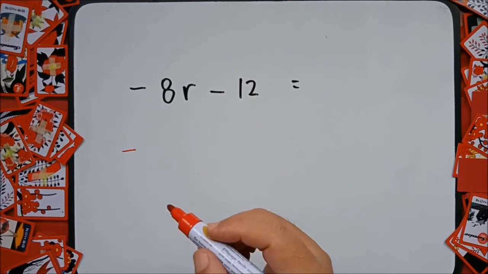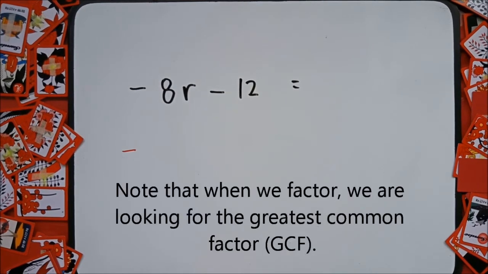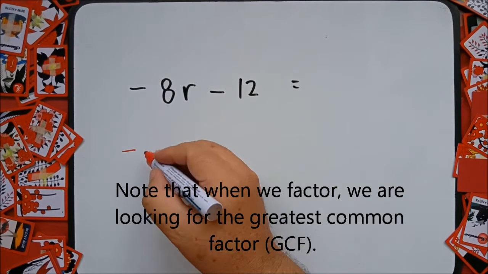Okay, next. Anong common sa 8 saka 12? 2. Pwede. Pero, we are looking for the GCF, the greatest common factor. Meron pa bang mas mataas sa 2? Okay, 4. Pwede. 4.